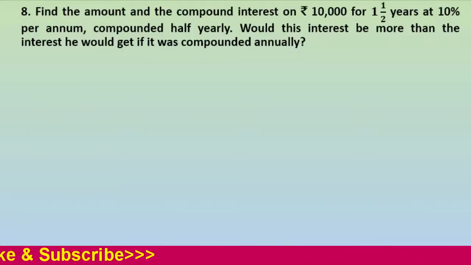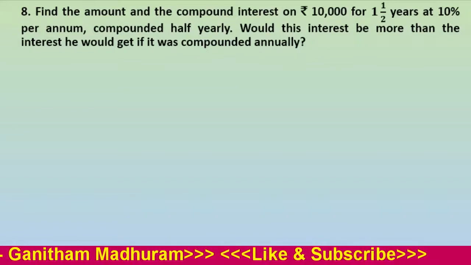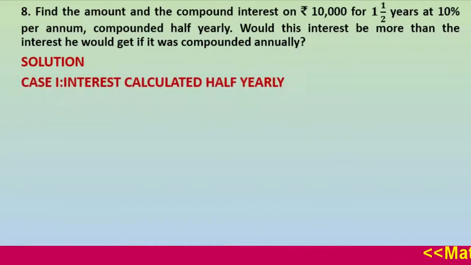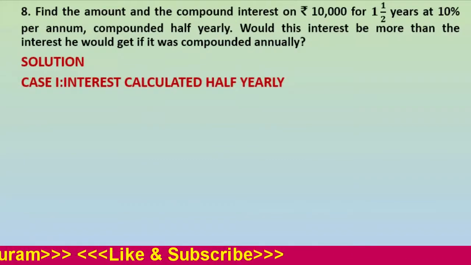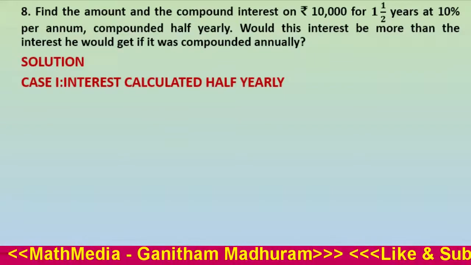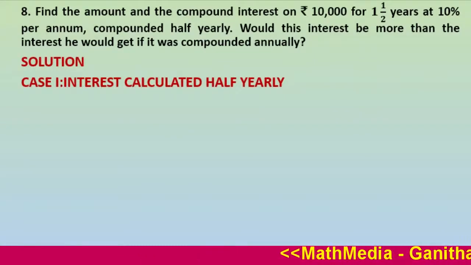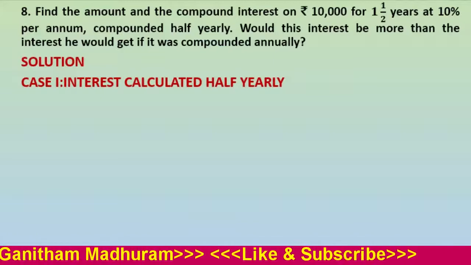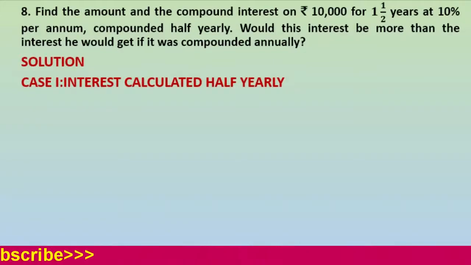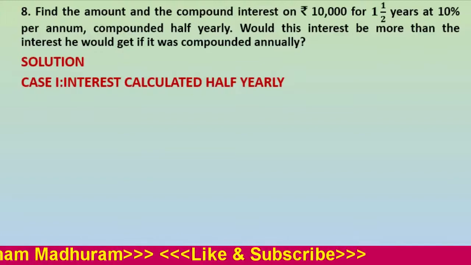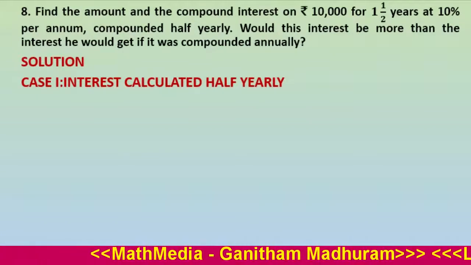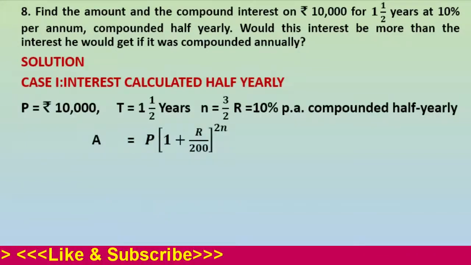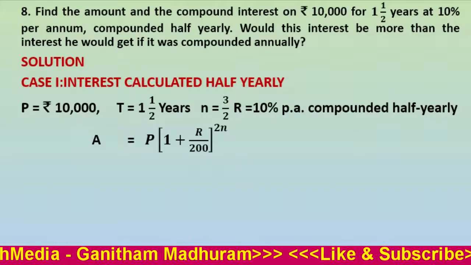That we can calculate. So what is given in the question? First of all, we can write that one. So P equal to rupees 10,000, T equal to 1.5 years, and that means N equal to 3 upon 2. R equal to 10% per annum compounded half yearly. First we are calculating the compound interest for half yearly. So can you tell the formula for finding compound amount half yearly? Yes, A equal to P into 1 plus R upon 200 whole raised to 2n.